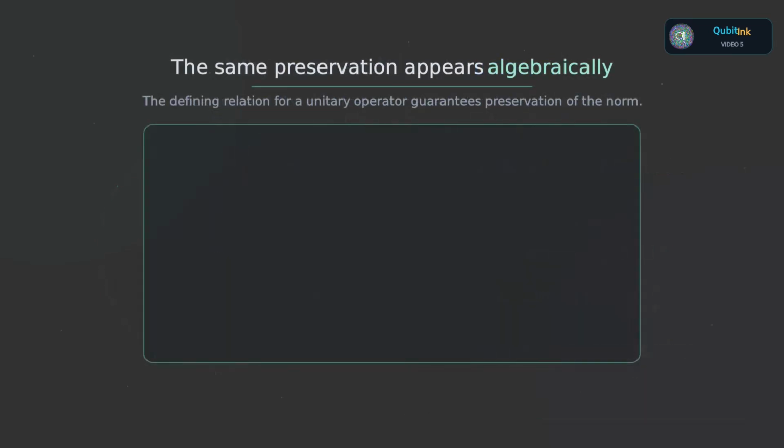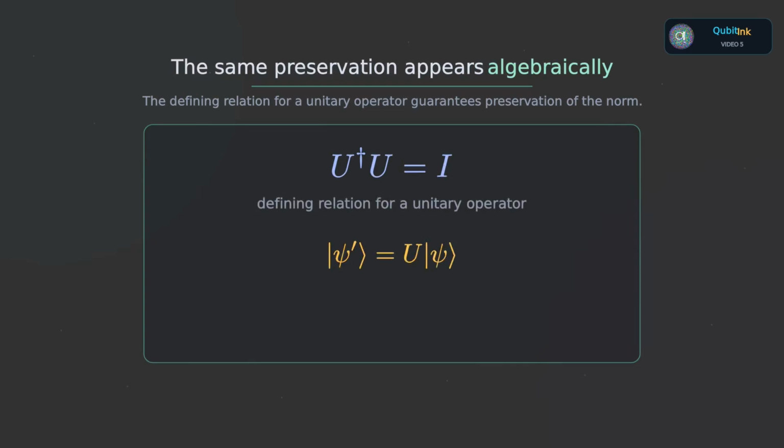Algebraically, that preservation comes from the defining relation for a unitary operator. Its adjoint multiplied by itself gives the identity. If the evolved state is obtained by applying U to the original state, then its norm is unchanged. U dagger followed by U gives the identity, leaving the original norm.